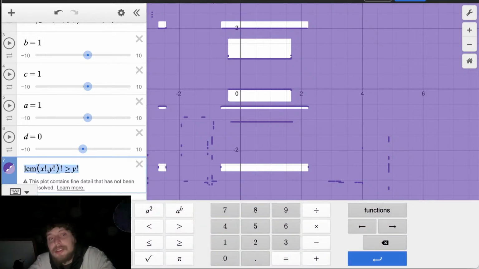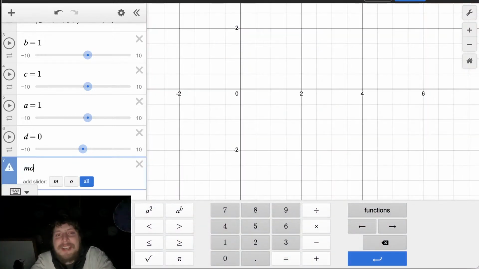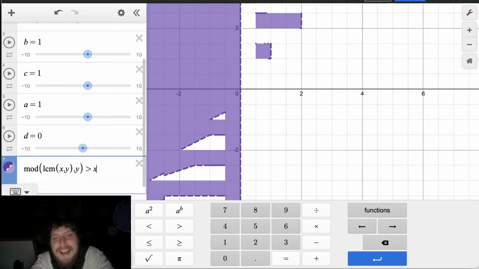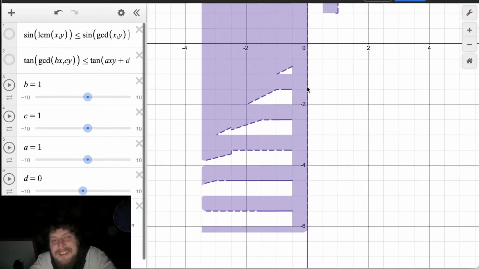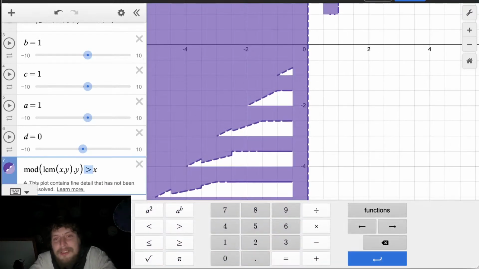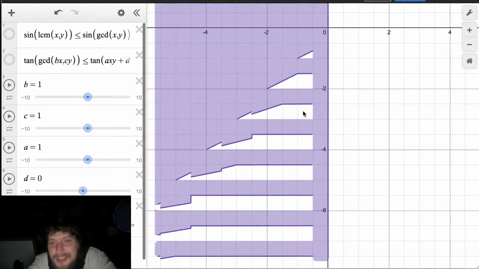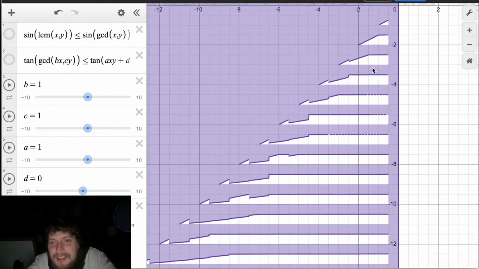There are other sorts of things we could try too. Like, we could do modular arithmetic. What if we say the least common multiple of x and y mod y is greater than x? Is it going to let me do this? Yeah. So let's do greater than or equal. I don't like the dashed lines as much. They trick us because sometimes it actually does look dashed on these graphs. Okay, so those are cool.